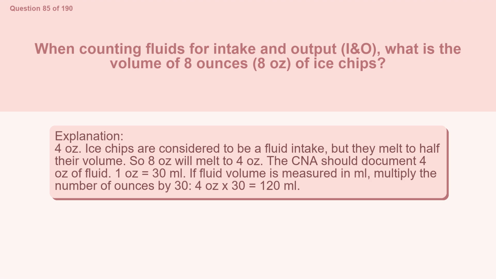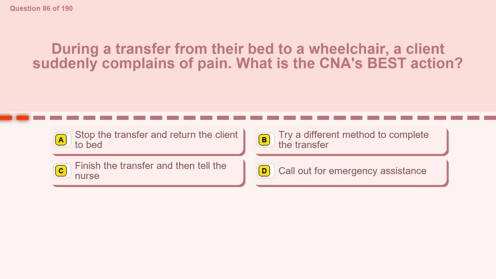Question 86. During a transfer from their bed to a wheelchair, a client suddenly complains of pain. What is the CNA's best action? Option A, stop the transfer and return the client to bed. Option B, try a different method to complete the transfer. Option C, finish the transfer and then tell the nurse. Option D, call out for emergency assistance.